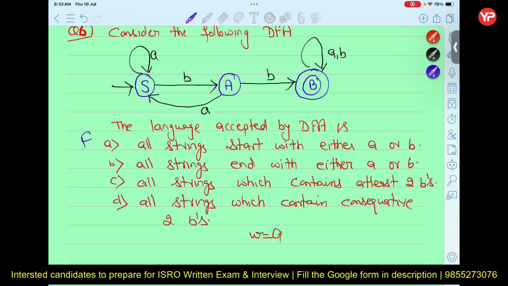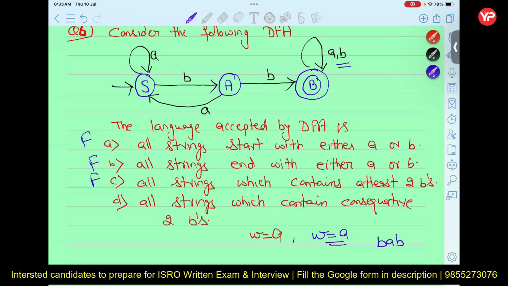All strings end with either a or b. Again, there is a loop of a or b. Yes, every string has to end with a or b, but it doesn't mean that every string which ends with a or b is going to be accepted. We have a string w = a, which ends with a, but it is not going to be accepted. All strings which contain at least two b's. Again, this is also false. Why? We have the string bab which contains at least two b's, which is not going to be accepted. It ends at state A, which is my non-final state. Again, false.